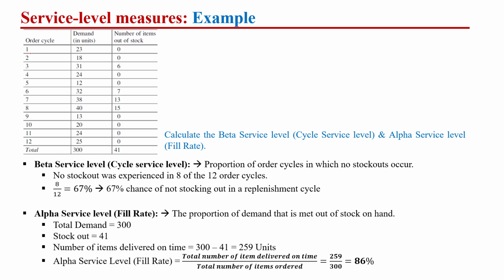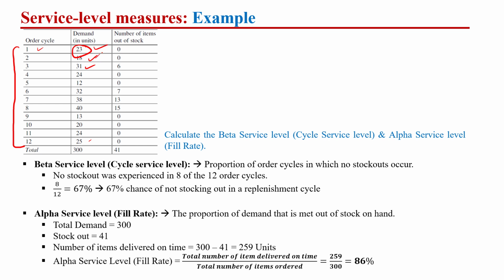Suppose 12 orders came to our company. In the first order we have to fill the demand of 23 units. In the second order it is 18 units. In the third order the demand was 31, and so on, right? This column indicates the number of items out of stock. So 0 indicates that the demand came for 23 units, and 0 means we fulfilled all the demand.